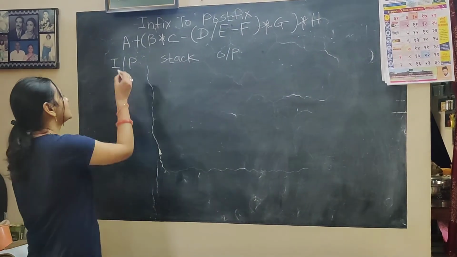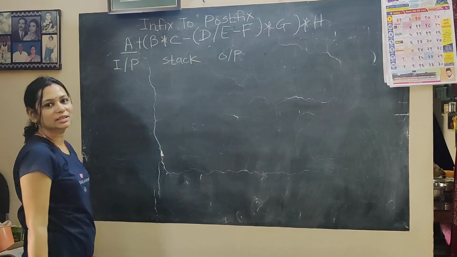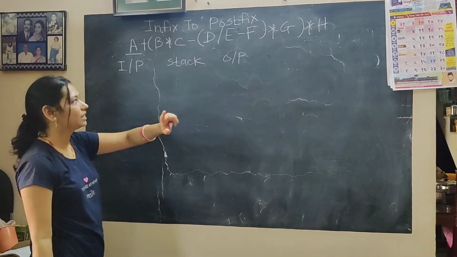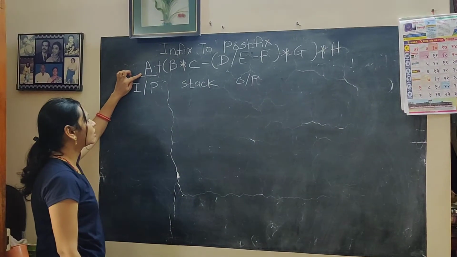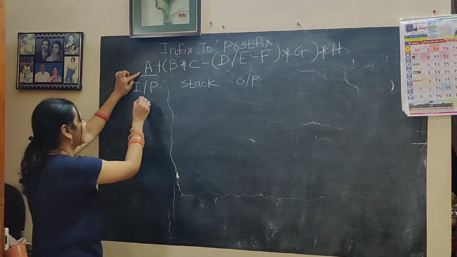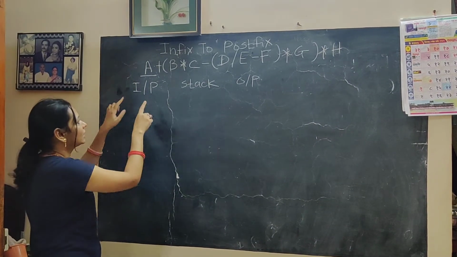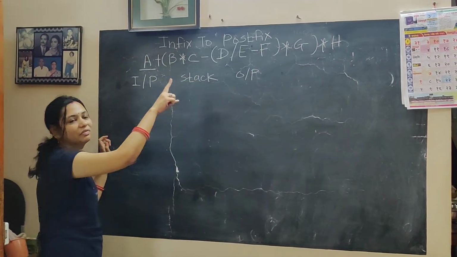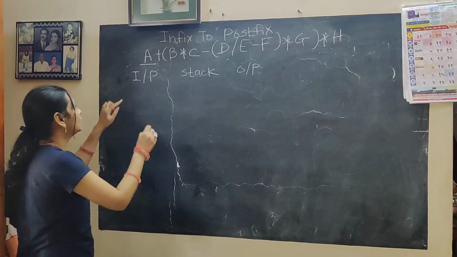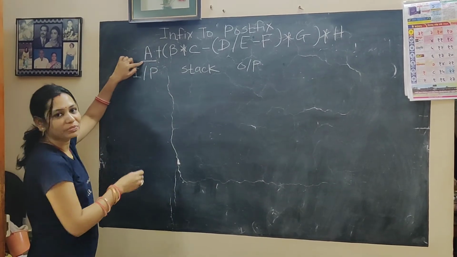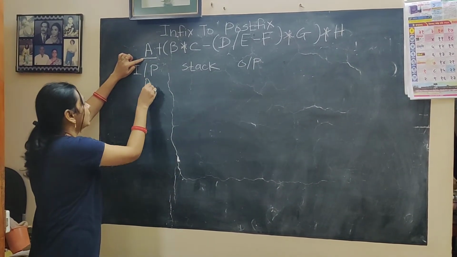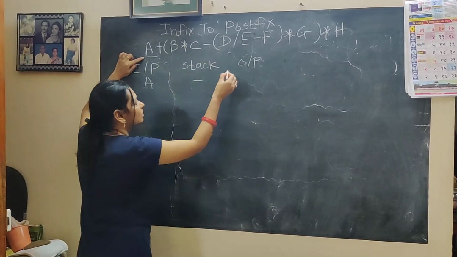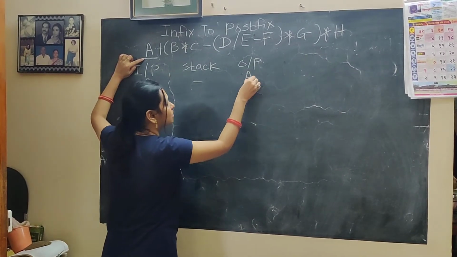So for that we will start from the first letter, going left to right. So first is what? A. A is nothing but an operand. So we have seen there are three sections: input, stack and output. According to that we will build the postfix expression. So the first element is A. A is nothing but what? Operand. So as per our rule, an operand will be directly moved to output.